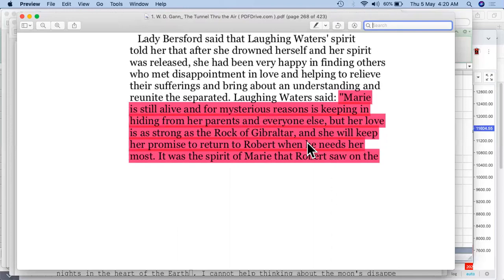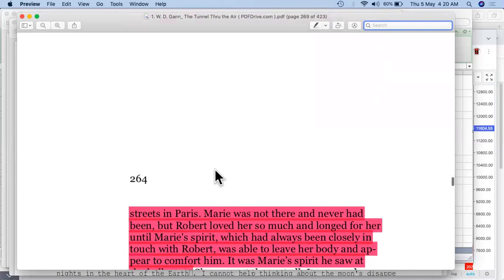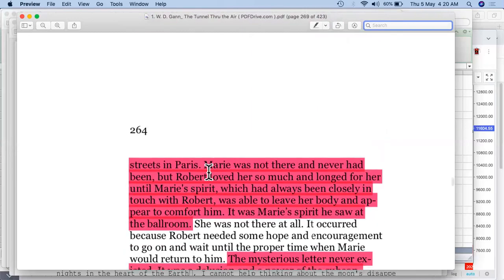details that Robert had shared with that lady, and she told him Mary is still alive, and for a mysterious reason is keeping in hiding from her parents and everyone else. But her love is as strong as the rock of Gibraltar, and she will keep her promise to return to Robert when he needs her most. It was the spirit of Mary that Robert saw on the streets in Paris. Mary was not there and never had been.